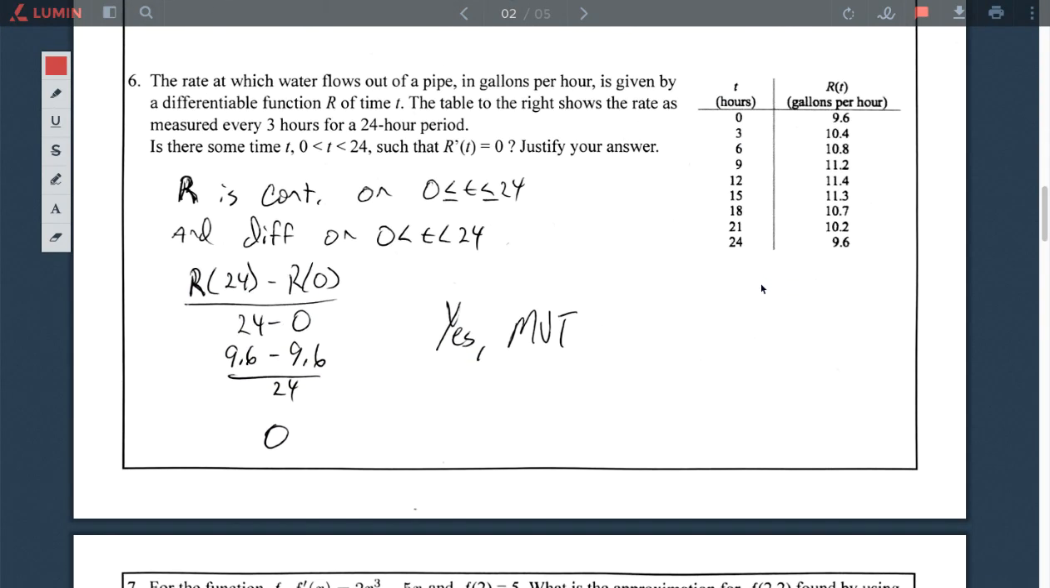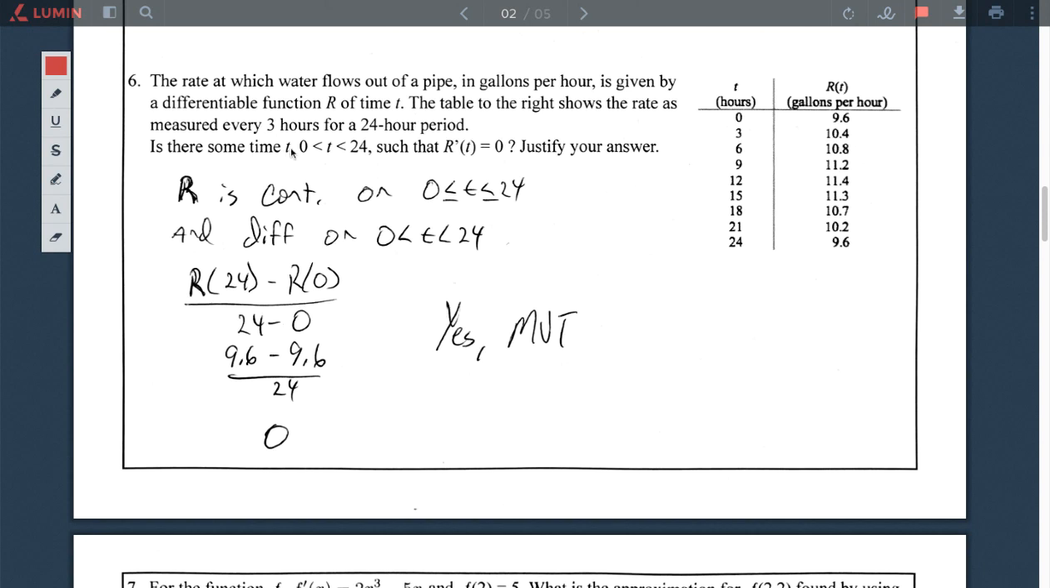Number 6, the rate at which water flows out of a pipe in gallons per hour. So gallons per hour right here is my dependent units, is given by the differentiable function r of time t. So t is going to be my independent, and my independent units are hours, as you see there. The table at the right shows the rate as measured every 3 hours for a 24-hour period.